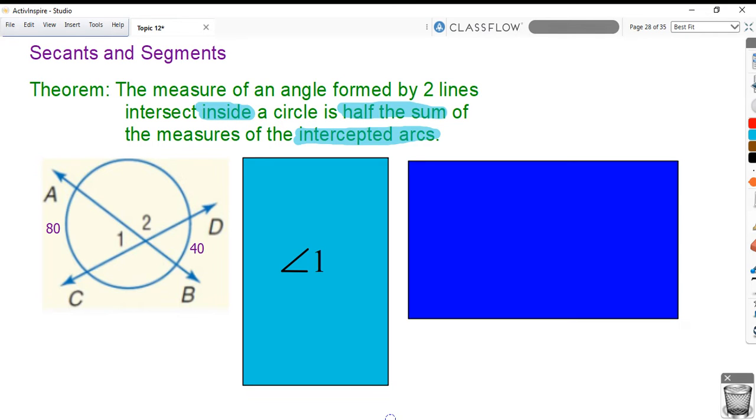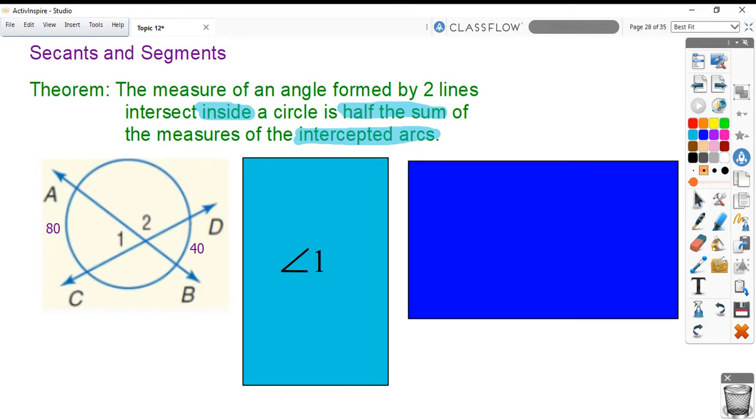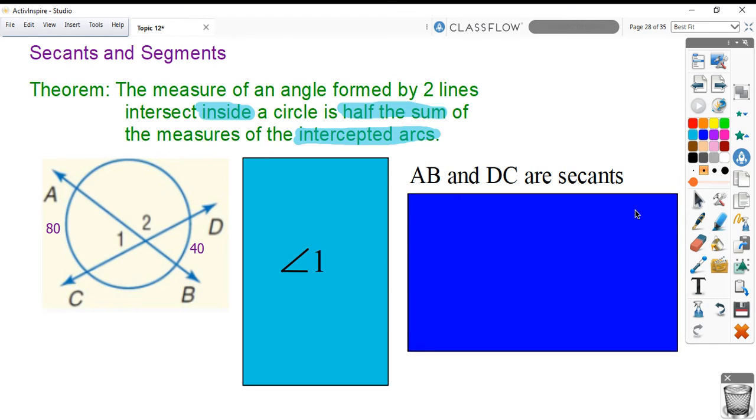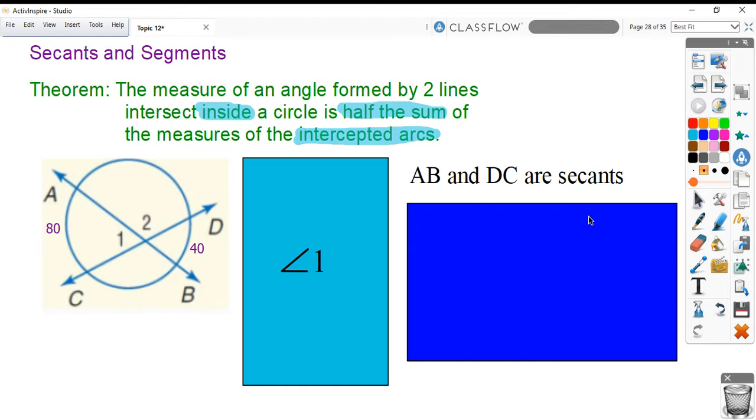First of all, in this diagram, you can see line AB and line DC are both secant lines. They cross through and they both meet that circle at two different spots. Line DC meets at D and C. Line AB meets the circle at A and B. So they're both secant lines, and they cross each other. What it does for us is it creates a bunch of angles down here inside of the circle.